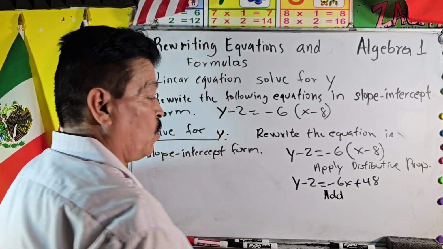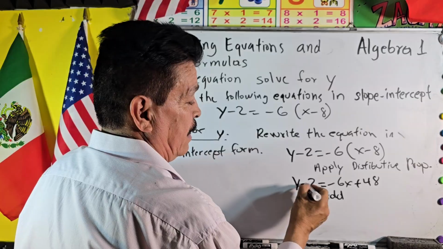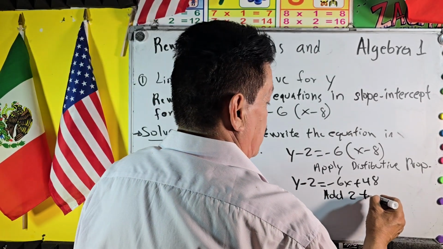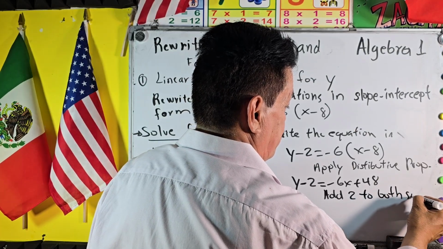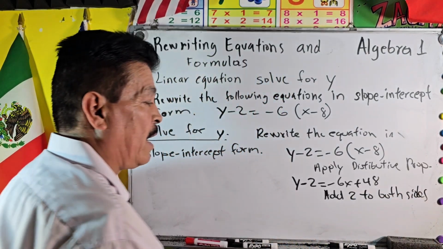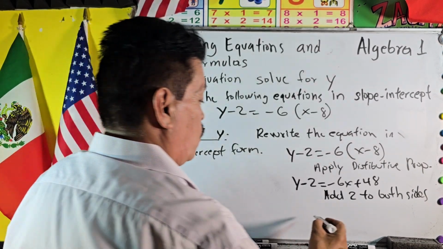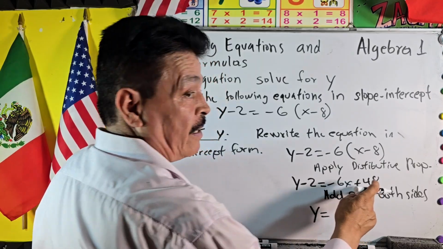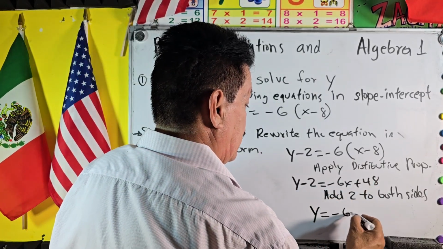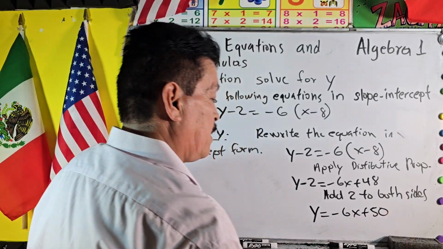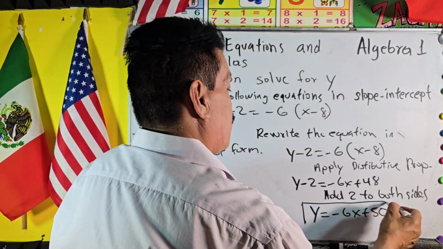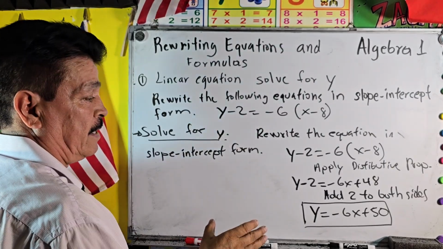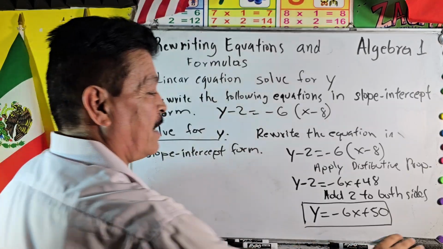We have to add 2, because here it is negative. We have to add 2 to both sides, right? You add 2 on both sides, then you will have y equals, you add it here, negative 6x plus 50. All right, this is our answer right here. See? All right, this problem is done. Very simple, right? Very easy.